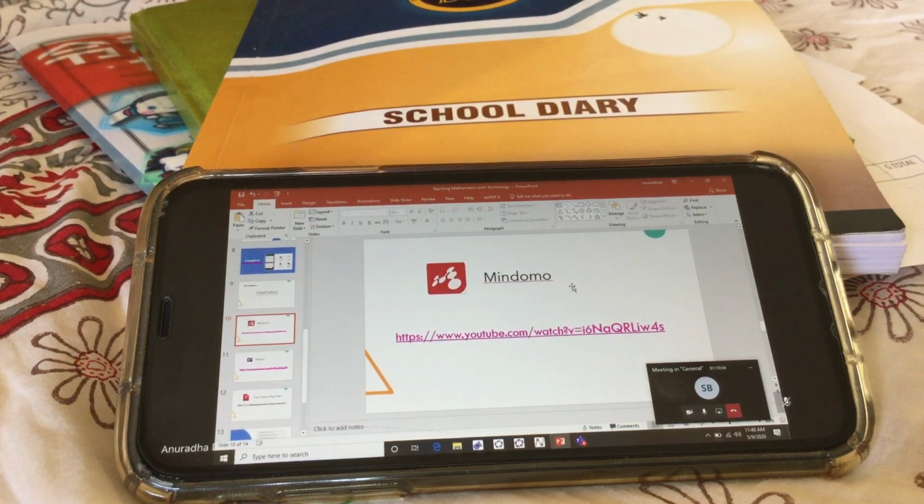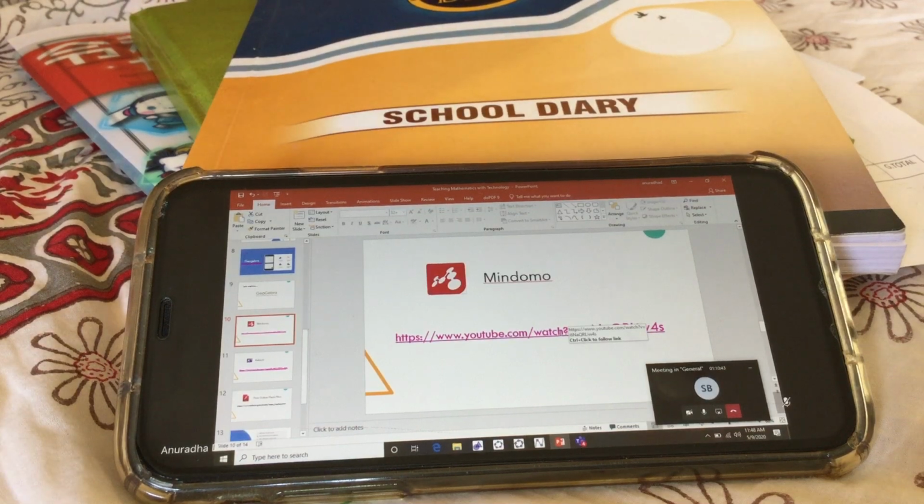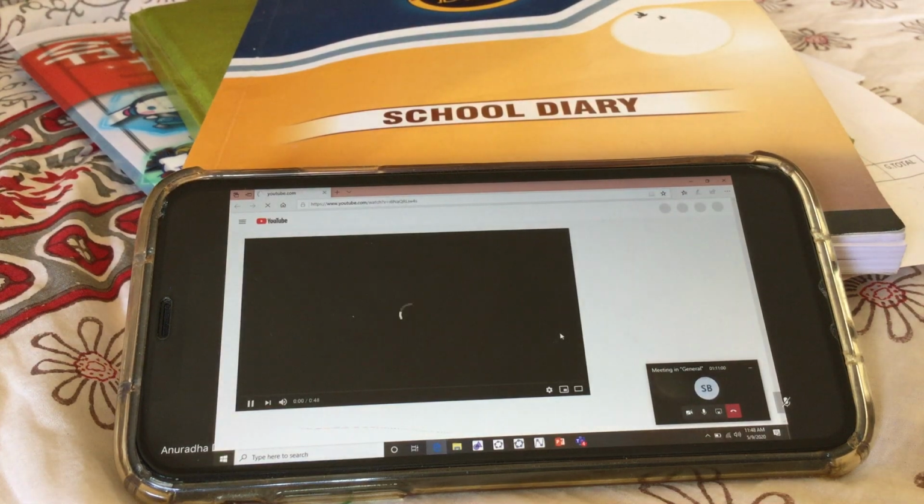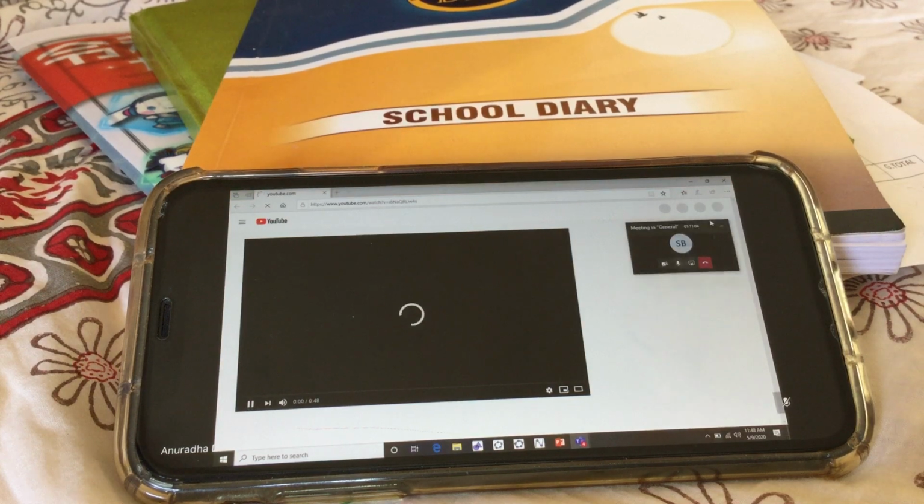Now there is a video of less than a minute which will just tell you how to make mind maps using Mindomo. I kept the videos very short. It is less than a minute. So we'll just see that. Even if you get to know certain terms and words, you can explore further to see how you can use them. So let it get loaded.